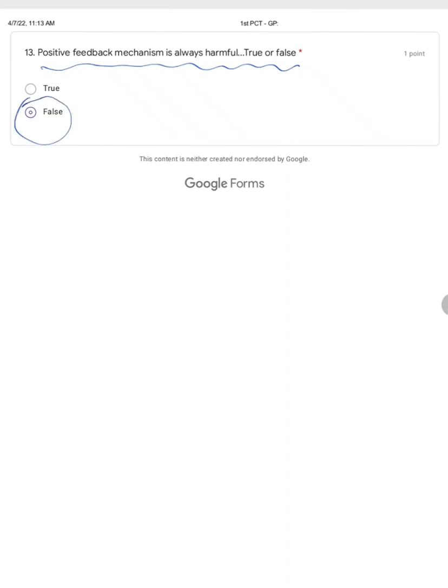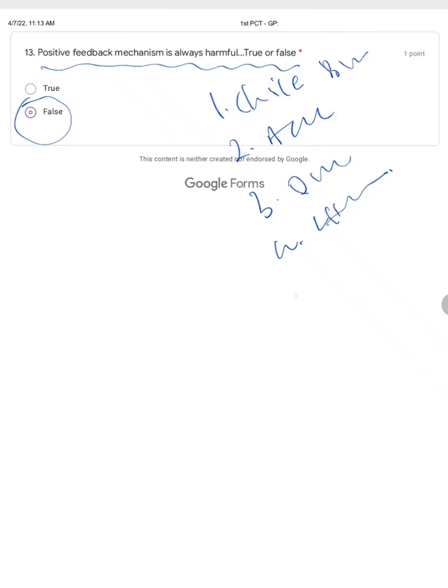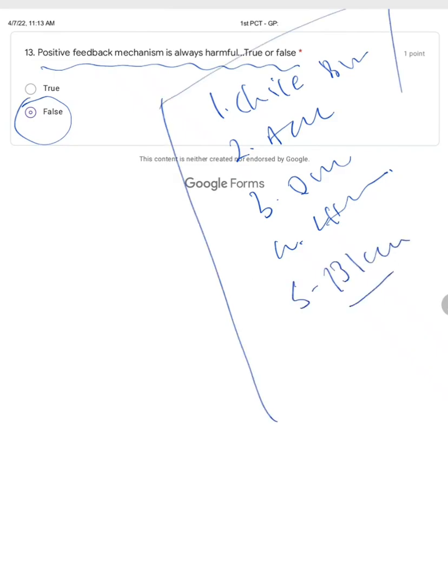There are few examples in which the positive feedback mechanism is very, very important. For example, one is childbirth, action potential, digestive enzymes, LH surge, blood clotting, etcetera. Okay, so these 4-5 examples you have to remember of the positive feedback mechanism in which the positive feedback mechanism is important.